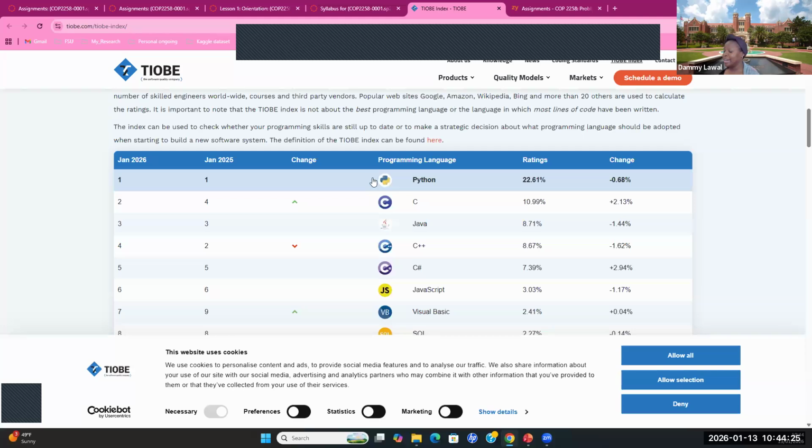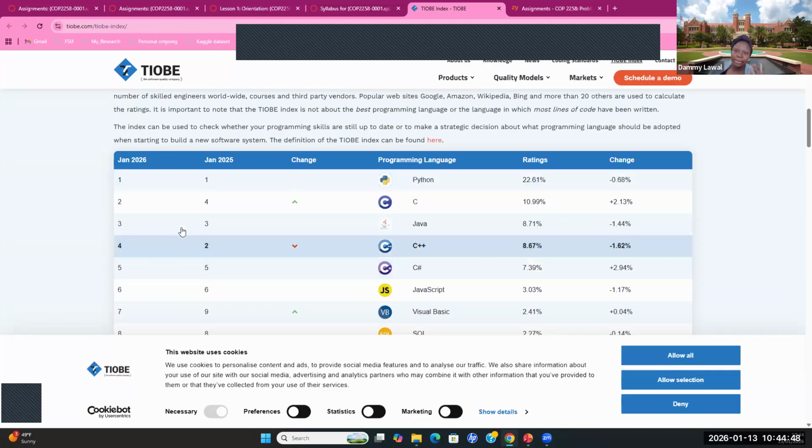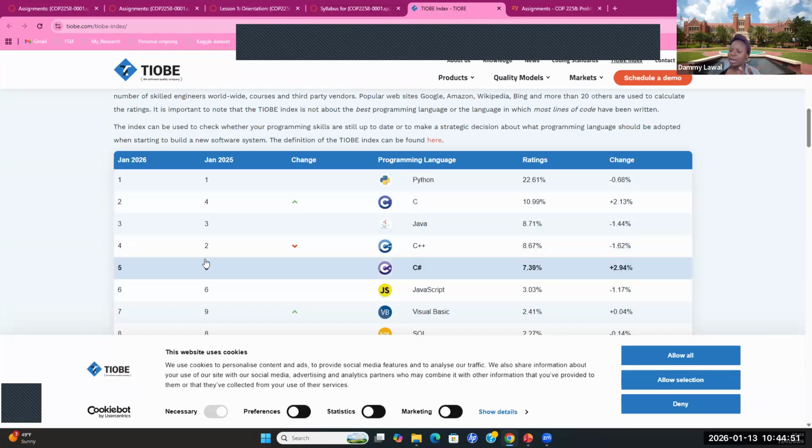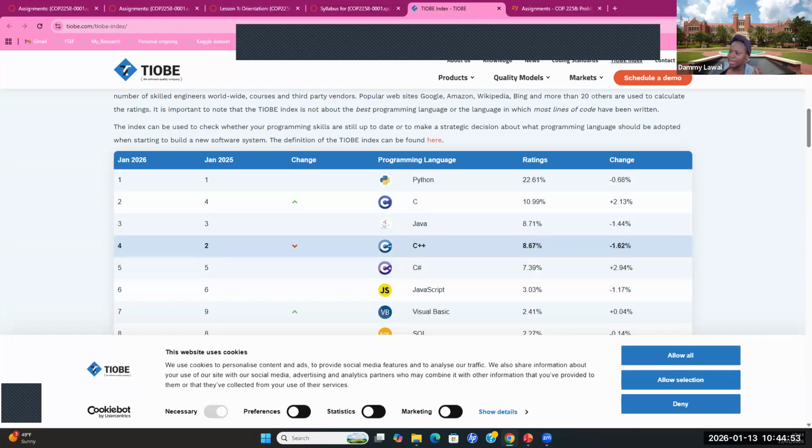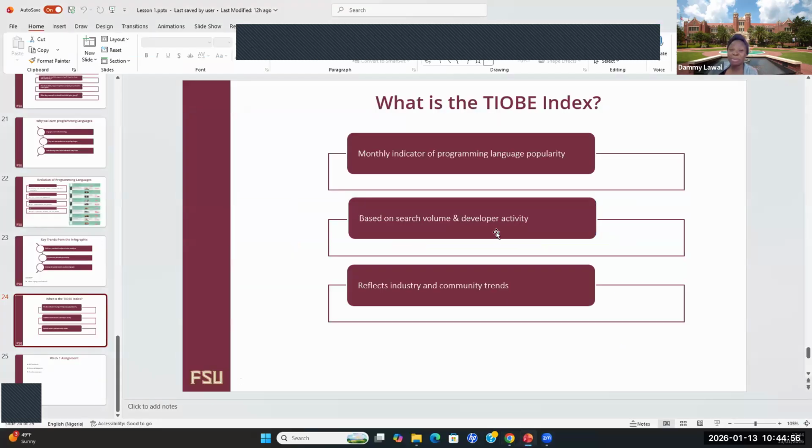And we can see, for January it just changed. In December it was C++, and now we have Python as the most popular programming language. You can see Java, C, C++, and C#. So we have the first 5 popular programming languages among the programmers community. That's just the purpose. It's not the best language here. It's how popular the language is. That's the purpose of the TIOBE index.